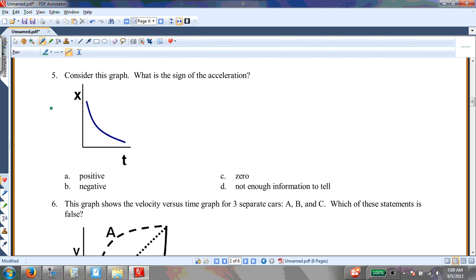What is the sign of the acceleration? Here I have a big negative velocity and a small negative velocity. So my speed is decreasing in the negative direction. Velocity is negative. Because it's decreasing, the acceleration has to be the opposite sign of the velocity, so it's positive.